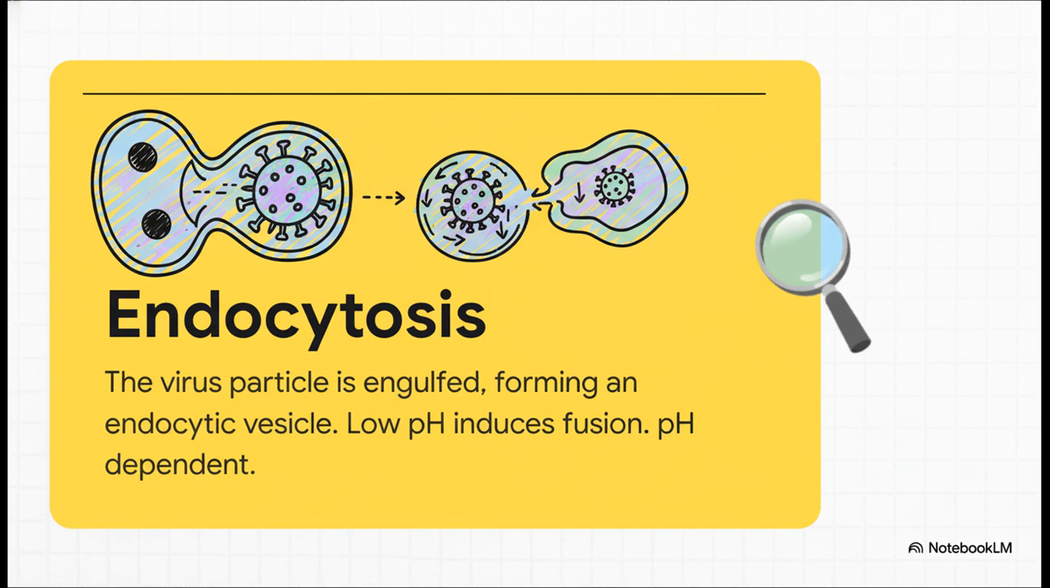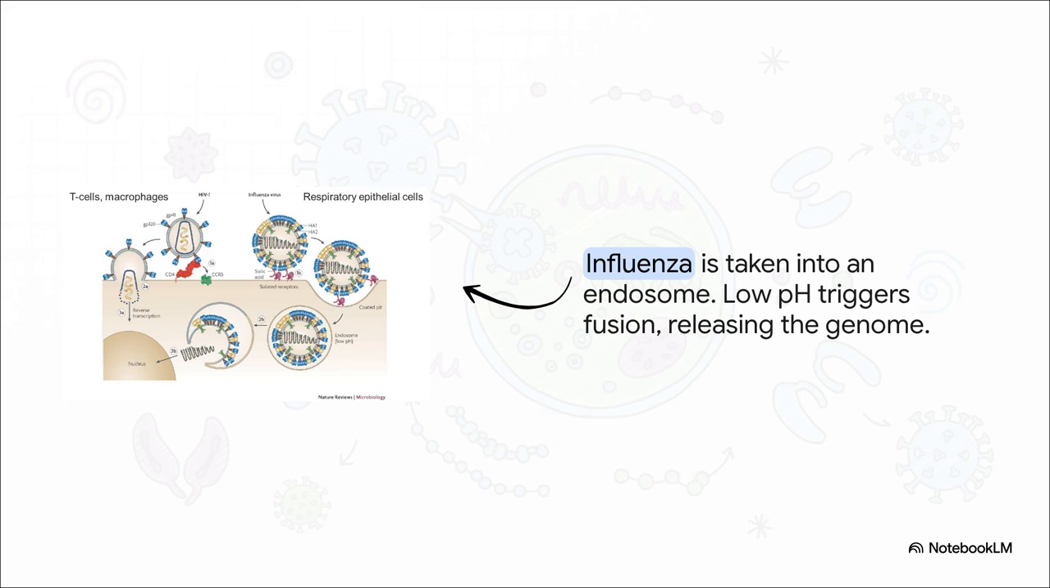But the virus isn't home free just yet. Now it's stuck inside this membrane-bound prison. And this is where it gets really clever. Let's take influenza as our example. As that endosome moves into the cell and matures, the cell naturally starts pumping protons into it, which makes the pH drop.